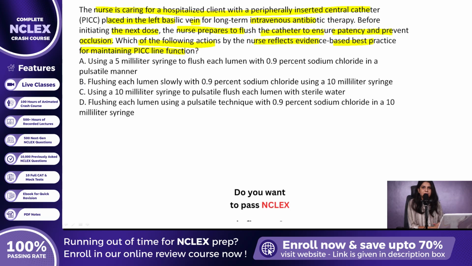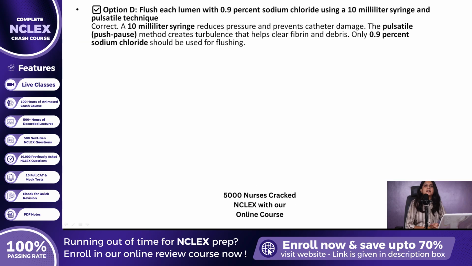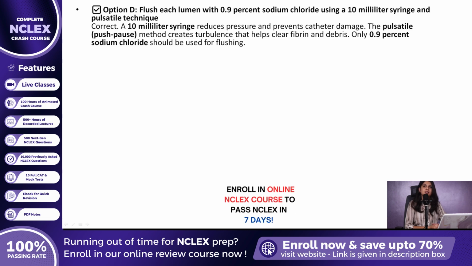The correct answer is option D, flushing each lumen using a pulsatile technique with 0.9% sodium chloride in a 10 milliliter syringe. This approach reflects gold standard practice supported by national guidelines. The 10 milliliter syringe is essential because its wider barrel produces lower pressure, reducing the risk of catheter damage. The push-pause or pulsatile method creates turbulence inside the line, helping clear fibrin or medication residue and preventing occlusion. Only 0.9% sodium chloride should be used, as it is isotonic and safe for vascular use.